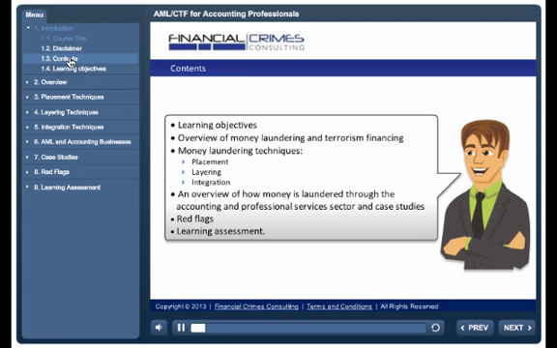The contents of this course include learning objectives, an overview of money laundering and terrorism financing, an overview of the main stages in the money laundering process, including placement, layering, and integration techniques, an overview of how money is laundered through the accounting and professional services sector, and case studies, red flags, and a learning assessment.